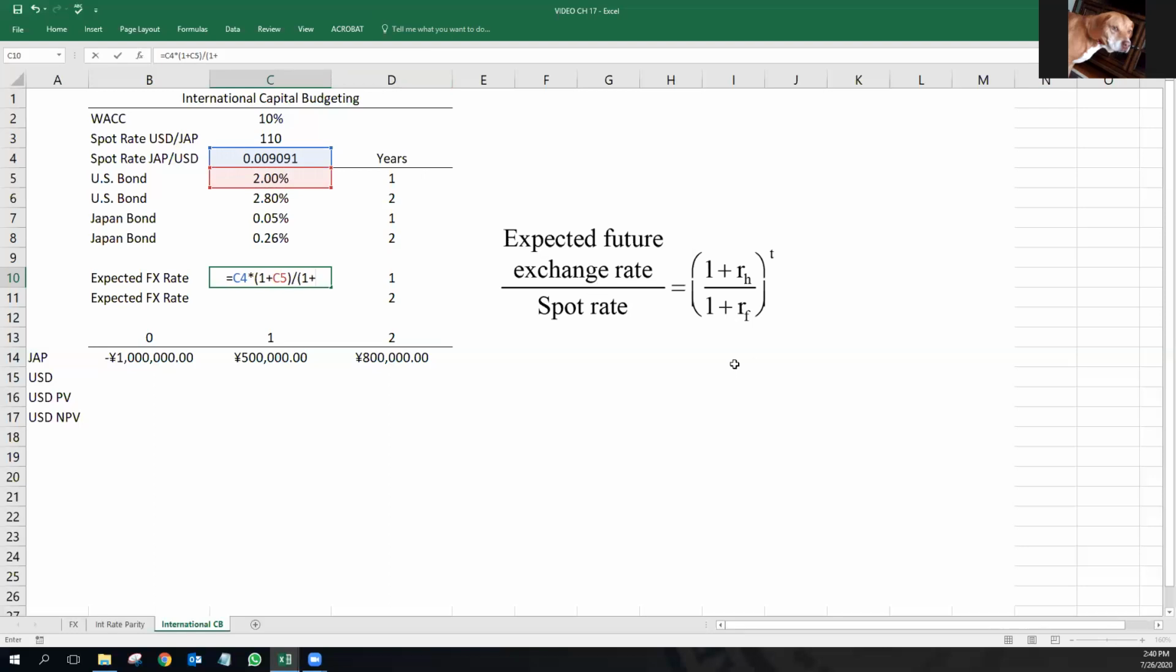Divided by 1 plus the foreign rate of year 1. And now if I follow this appropriately, everything here gets enclosed, and we put the exponent of 1 there. You can't see it, but that's where the 1 is. All right, so we will expect the exchange rate, the direct quote, to be that. So we hold to that number there.